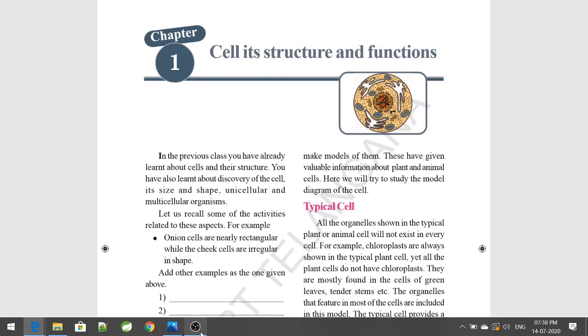Hello everyone, this is chapter 1 of ninth class Biological Science, Cell, its structure and function. What is a cell? Cell is the basic structural and functional unit of an organism.